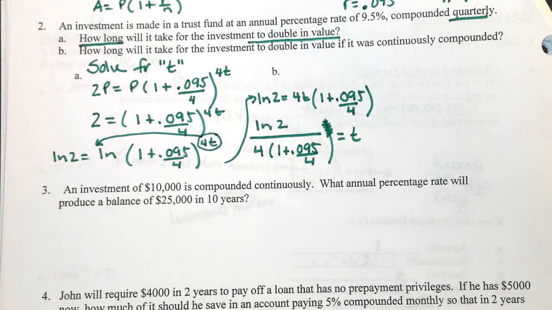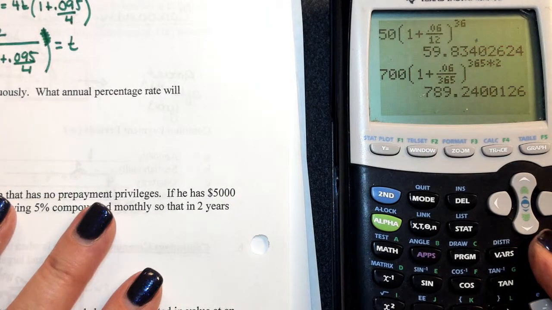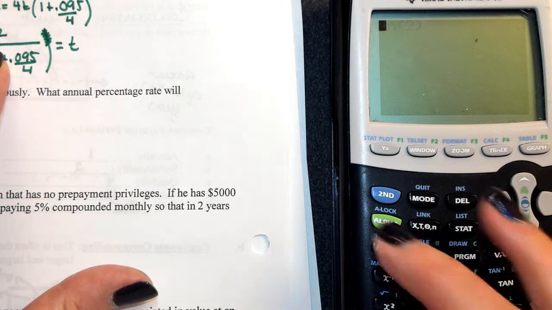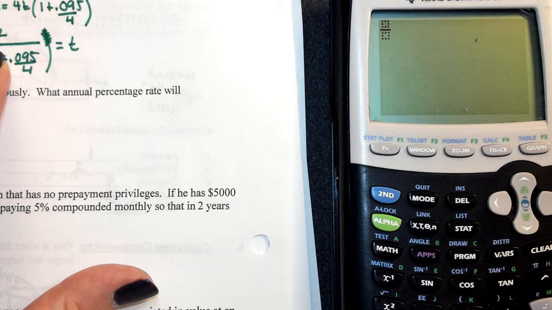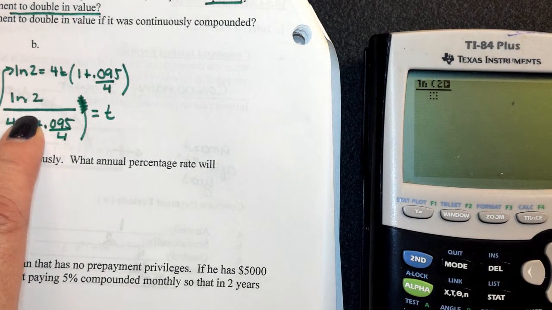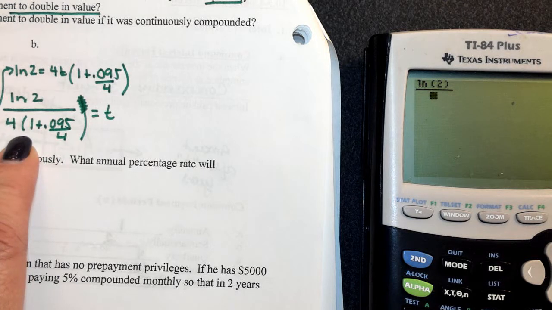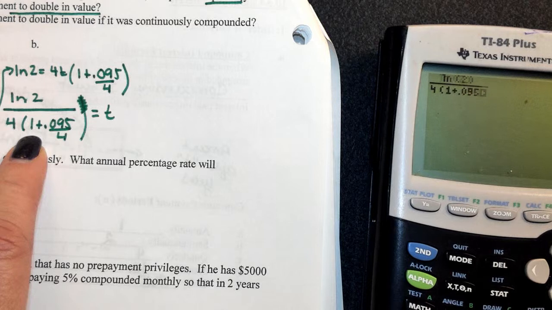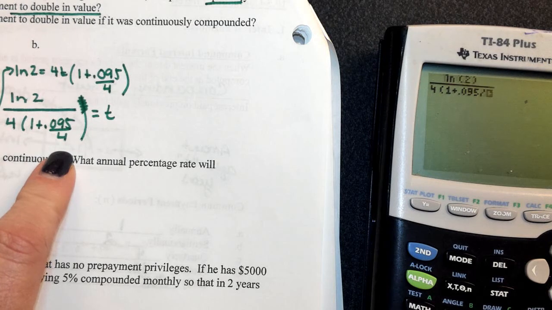Again, anytime you have to solve for an exponent when you're dealing with these application problems, you're going to end up taking the log of both sides of the equation. All right? So now I'm just going to type this in my calculator. So I have the natural log of 2 divided by, and again, if you want to use that fraction bar, go ahead. That way you don't have to worry about using those parentheses. So natural log of 2 divided by 4, parentheses, 1 plus 0.095 divided by 4.